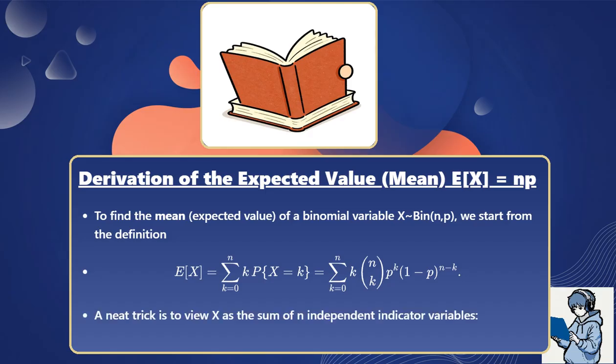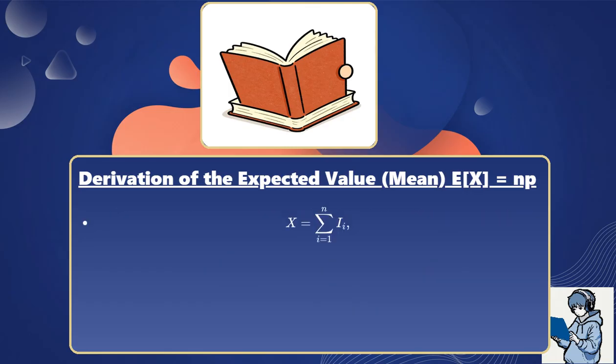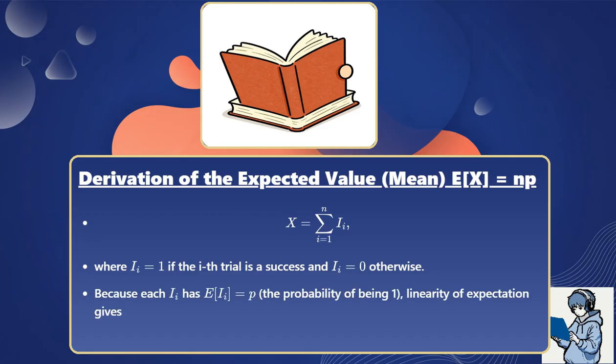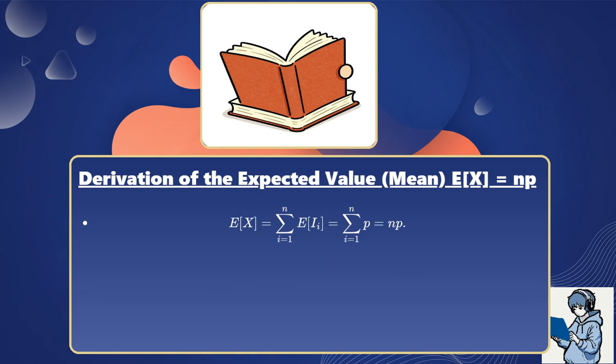A neat trick is to view X as the sum of n independent indicator variables. X equals the sum from i equals 1 to n of I_i, where I_i equals 1 if the ith trial is a success, and I_i equals 0 otherwise. Because each I_i has E[I_i] equals p, the probability of being one, linearity of expectation gives E[X] equals the sum from i equals 1 to n of E[I_i], which equals the sum from i equals 1 to n of p, which equals np.